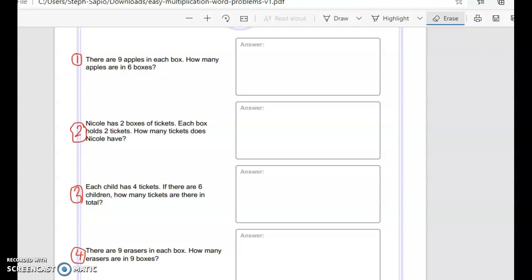Now it's time for us to practice some more with some word problems using multiplication. So I have 4 problems here. Pause the video here and copy the questions down in your book first, work it out, and then respond in a sentence. Go ahead, pause the video and get that completed.